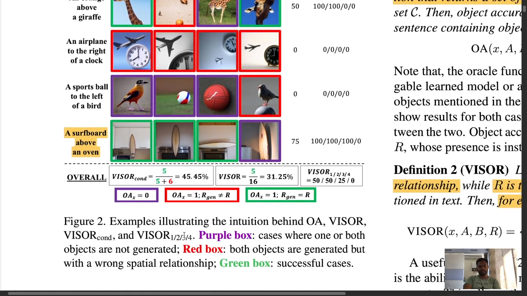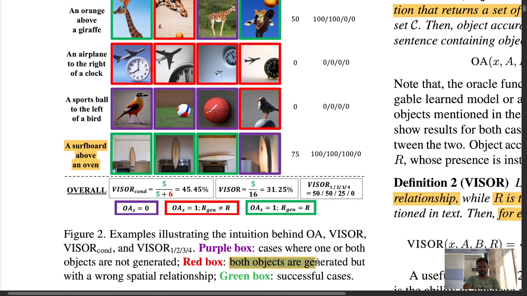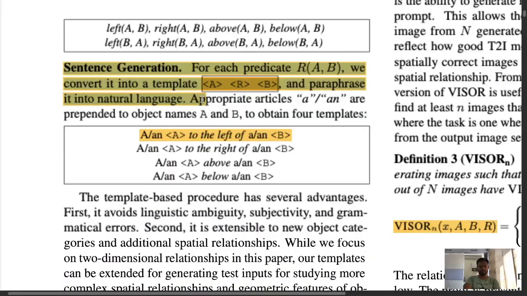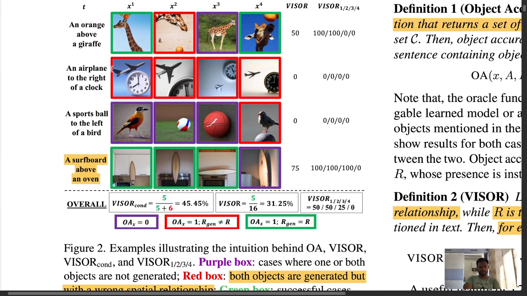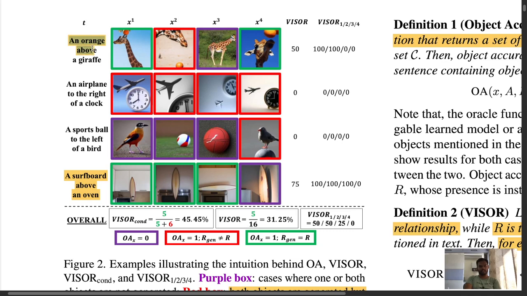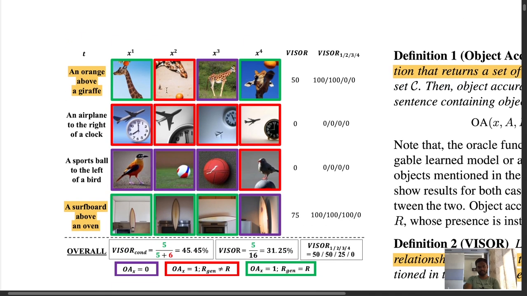Now coming to the red boxes, both the objects are generated but with the wrong spatial relationship. Let's take this as an example: an aeroplane to the right of a clock. So this aeroplane is supposed to be on the right side of the clock, but it's on the left. The same thing goes here and here as well. Let's look at this: an orange above a giraffe. Again, this is correct, but if you look at this image, the giraffe is above the orange. So that's again one more wrong image that has been generated.